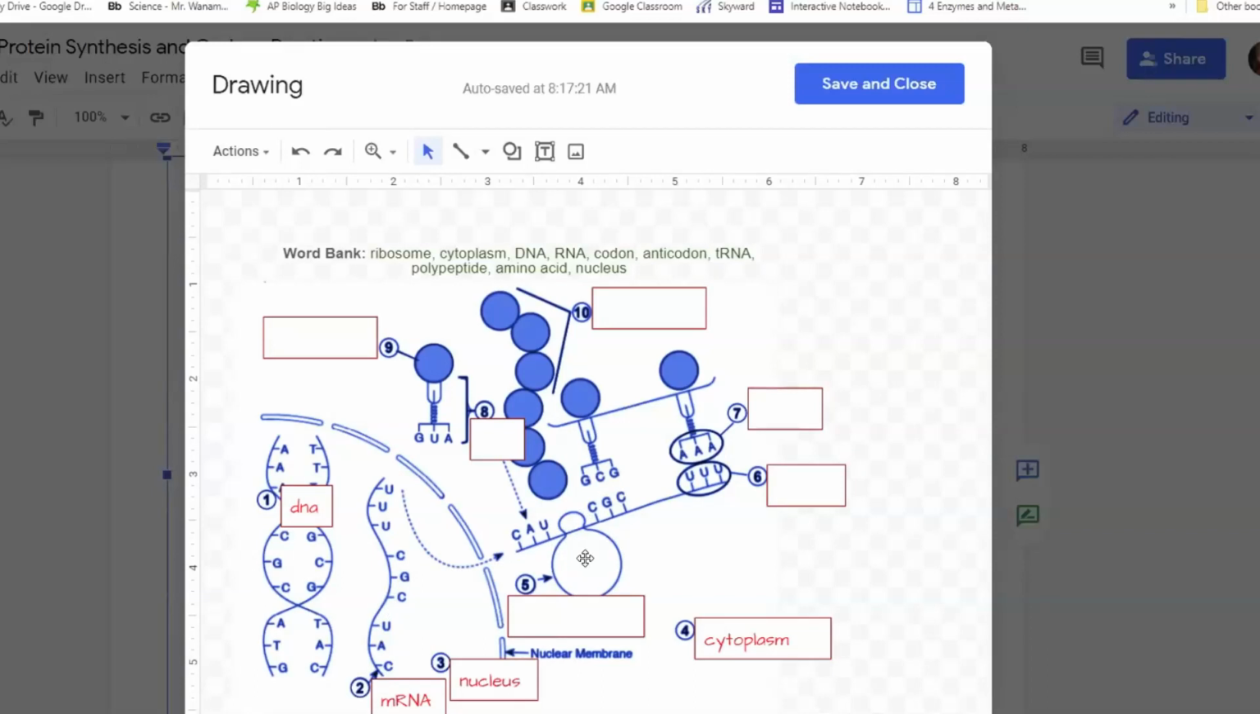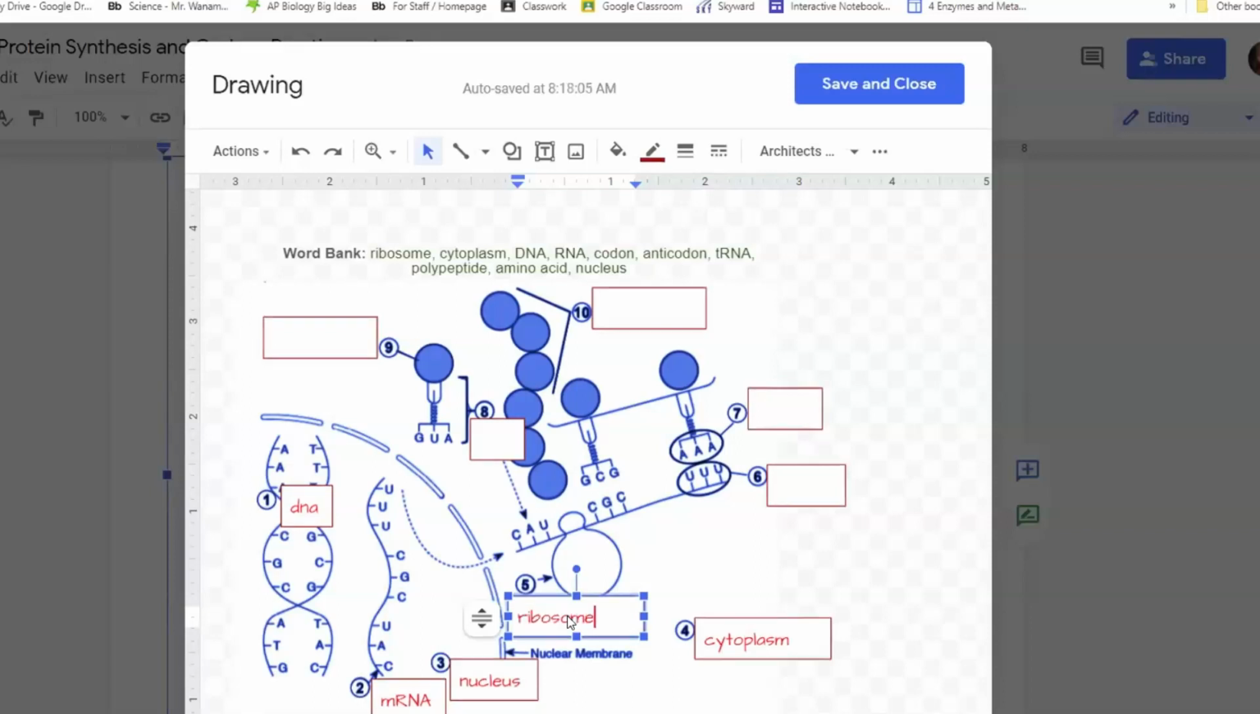What is this snowman looking thing? What do you think, Lee? The site of protein synthesis. Ribosome. Yes, that is correct. Okay, so mRNA is lined up on the ribosome. Every 3 letters on mRNA is a what, Natasha?